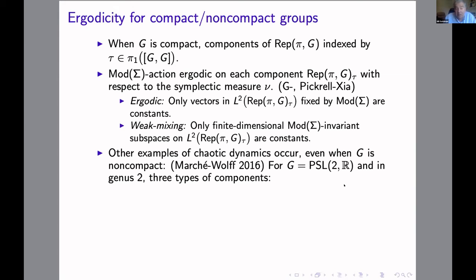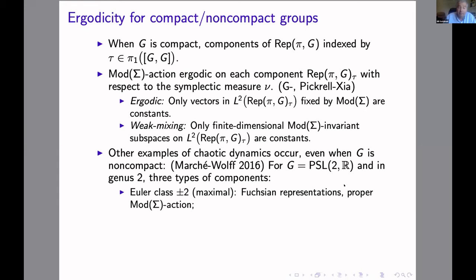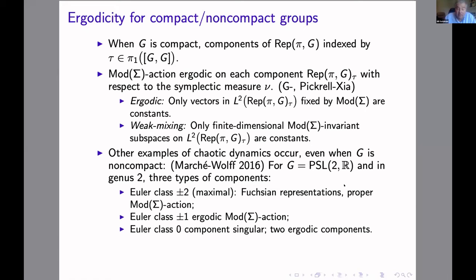When G is non-compact, a lot is known. It seems reasonable to expect that the actions are ergodic in all the components except for the component that André Weil identified as the Teichmüller space, the Fricke space. And recently, Marché and Wolf showed that in genus 2, there are 3 types of components: the maximal components, where you have a proper action, the ergodic actions, and the other components, the Euler class 0, which corresponds to representations in the PSL2R, the lift of the universal cover. They're actually two ergodic components.